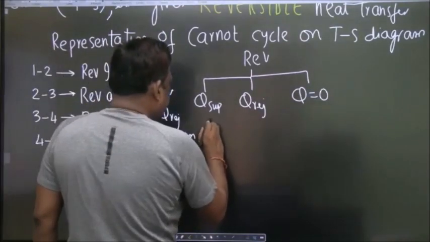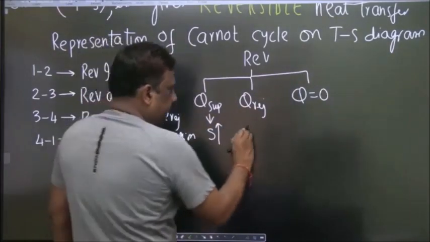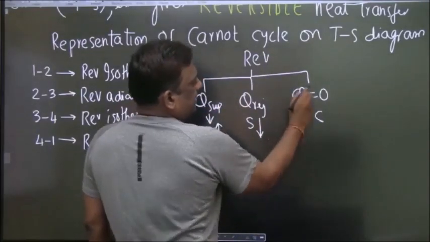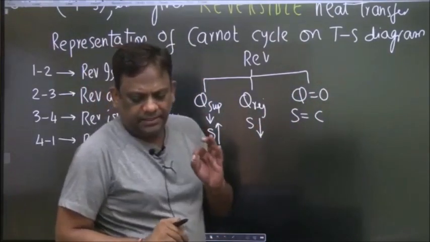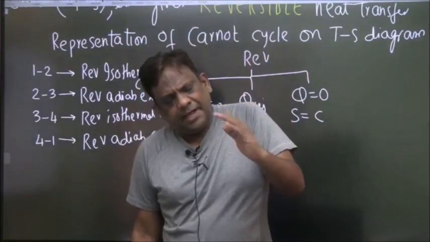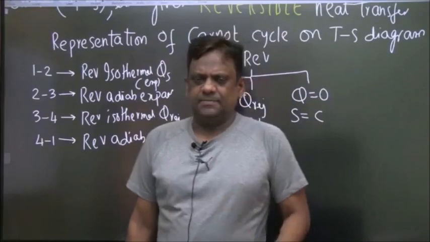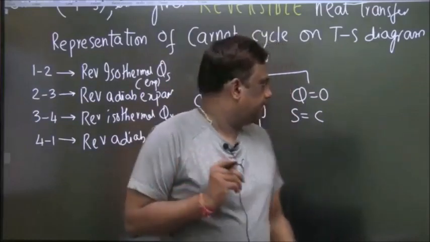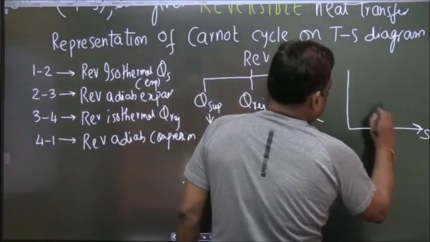Now, when the heat is supplied, already we have seen entropy increases. When the heat is rejected, entropy decreases. And reversible adiabatic, this is adiabatic, no heat transfer, isentropic. All these I had explained yesterday. In a reversible process, when heat is supplied, entropy increases; when heat is rejected, entropy decreases; when there is no heat transfer, it is isentropic. Now let us represent the Carnot cycle on the TS diagram.